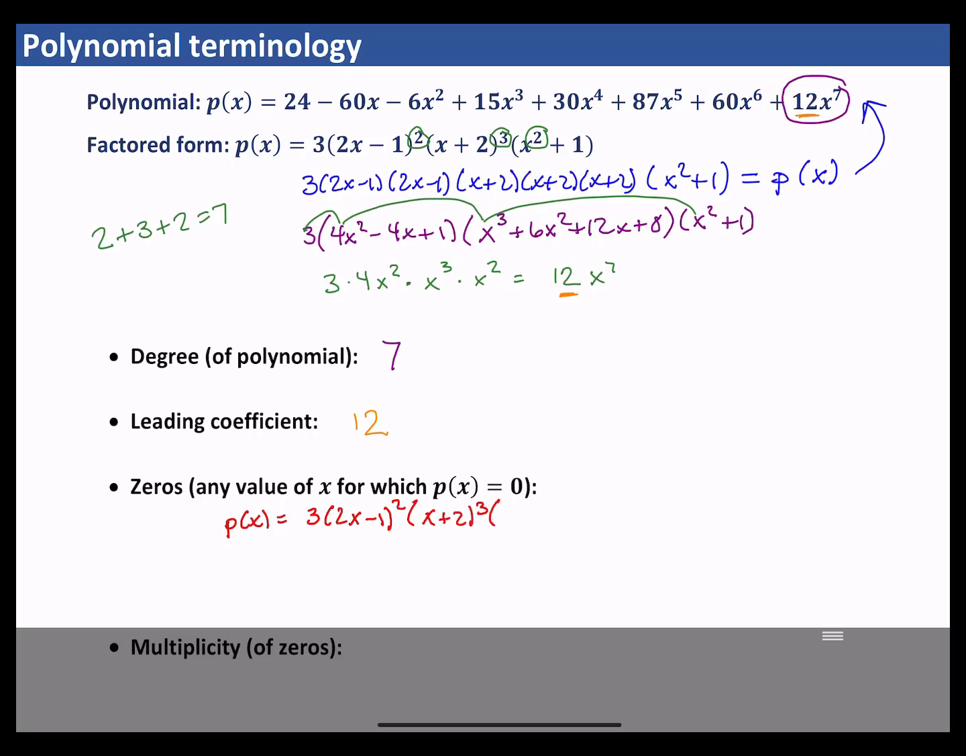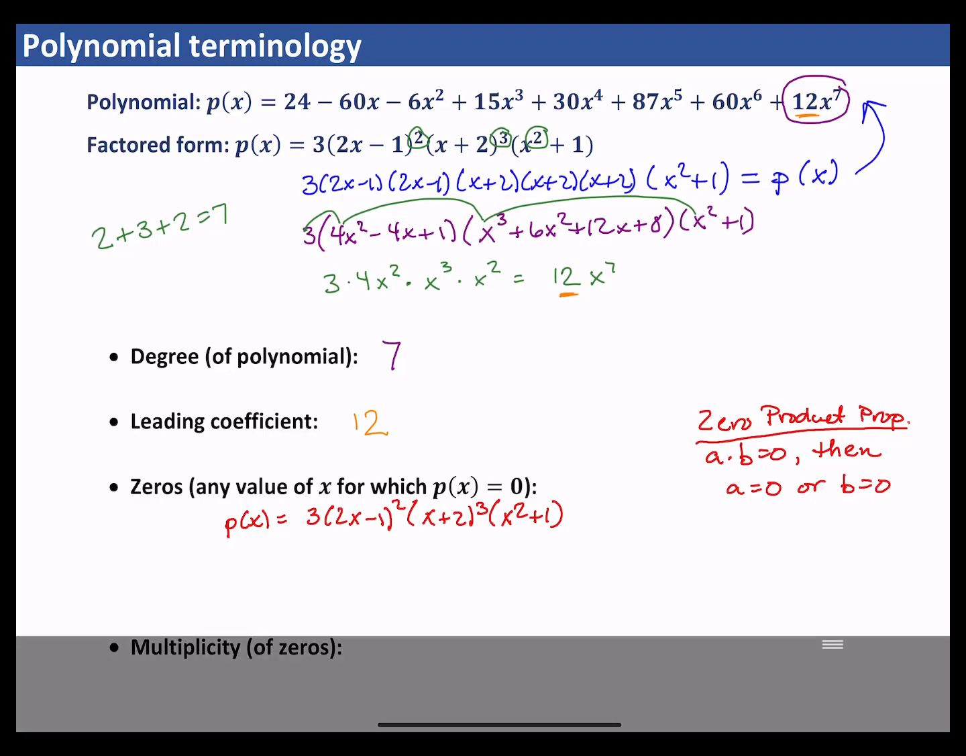The zero product property states that if two or more quantities are multiplied together and the result is 0, then at least one of the quantities must be 0. In factored form, the zeros of the polynomial are when 3 times 2x minus 1 squared times x plus 2 cubed times x squared plus 1 equals 0. And by the zero product property, this equation will equal 0 if one of the factors equals 0.